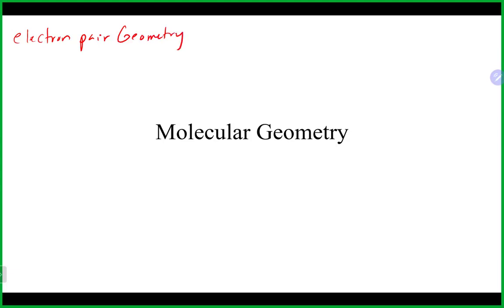And the electron pair geometry describes how the electron pairs are arranged around the central atom. For our purposes of this lecture, I'm just going to call that the EG, just so I don't have to write it out all the time. So if you see EG, it means the electron pair geometry.